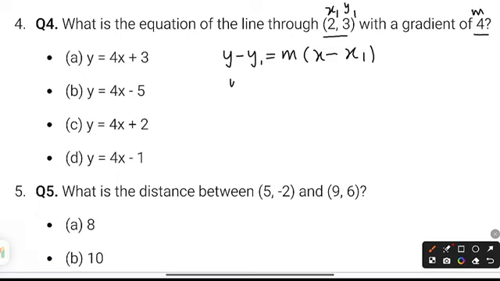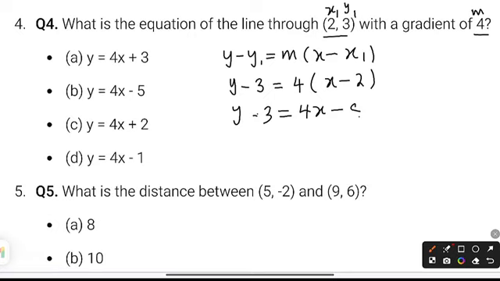It's so simple. We have y minus y1, and y1 is 3, equals m, which is 4, into bracket x minus x1, which is 2. Let's simplify this further. So we have y minus 3 equals, using the 4 to open the bracket, 4x minus 4 times 2, so we're going to have minus 8.